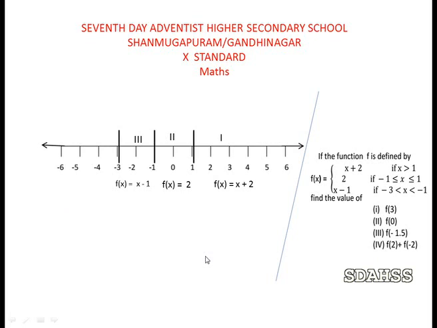Functions are defined by 3 parts. For a better understanding, the function is defined by 3 values in the intervals 1, 2 and 3. The first interval is x greater than 1. X greater than 1 means the value of x is 2, 3, 4, 5, 6, etc.